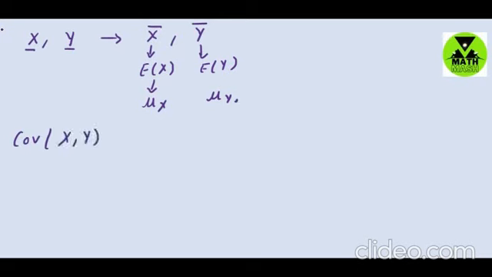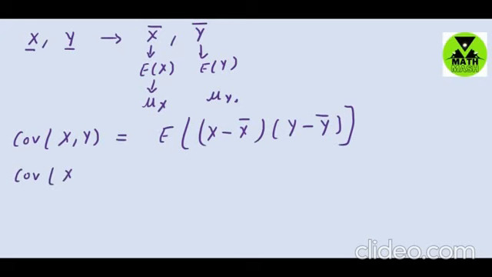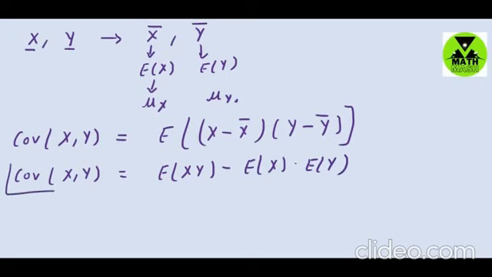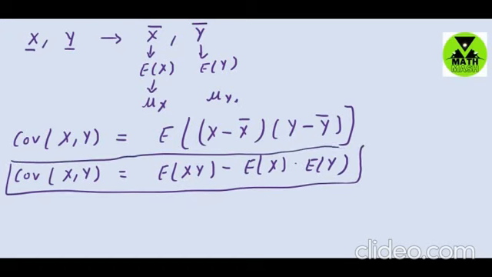Covariance of x, y is given by expected value of (x minus x bar) multiplied by (y minus y bar). This is the covariance formula. And the computational formula that we use for computation is covariance of xy equals expected value of xy minus expected value of x into expected value of y. So whenever we have to find the covariance, we use this formula. And this is the definition of the covariance.